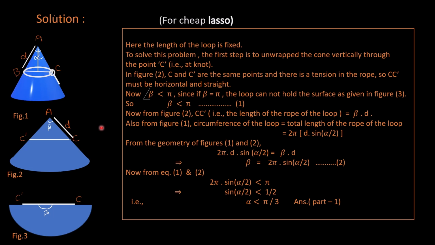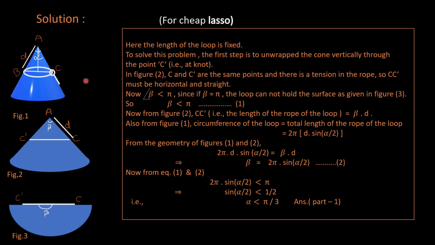Now also from figure 2, we can say that angle beta must be less than pi, since if beta is equal to pi, the loop cannot hold the surface. This can be shown in figure 3. So beta is less than pi. This is our equation 1. Now also from figure 2, C, C', this is the length of the rope of the loop, must be equal to beta into d. Here d is the slant height from the peak point A to the rope.